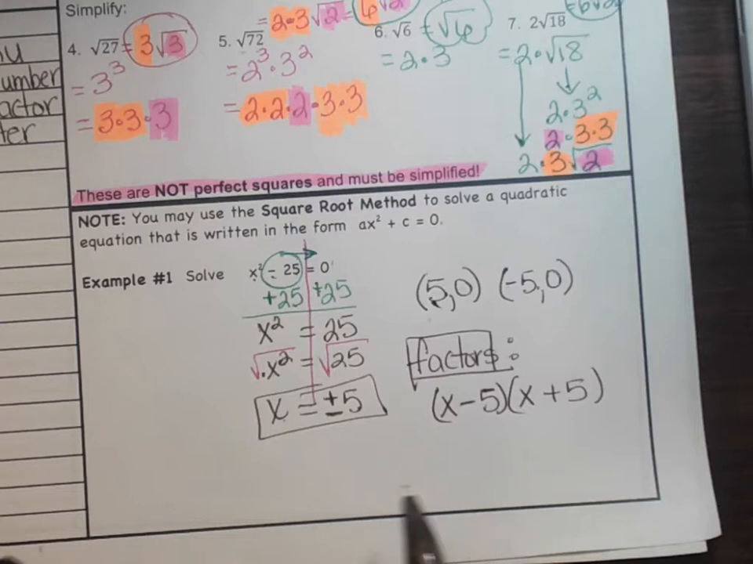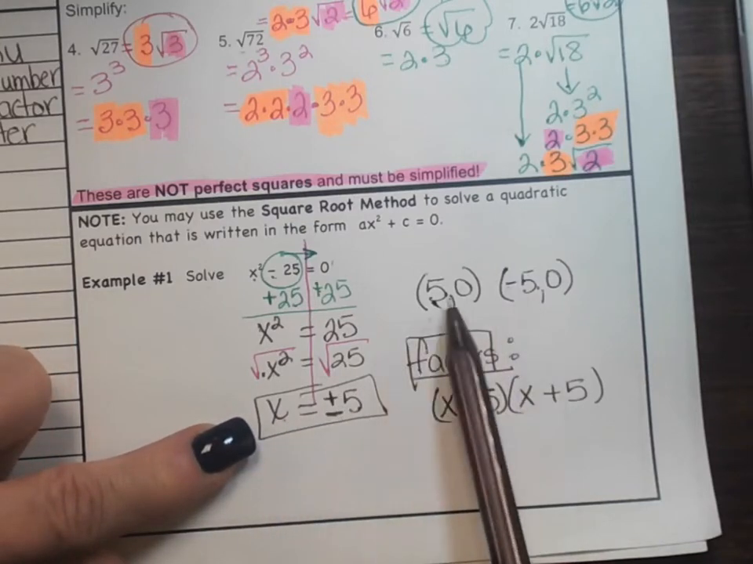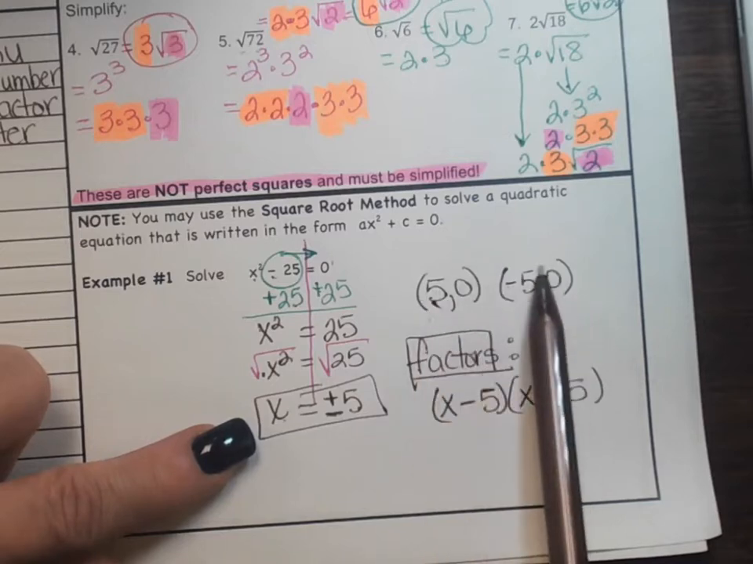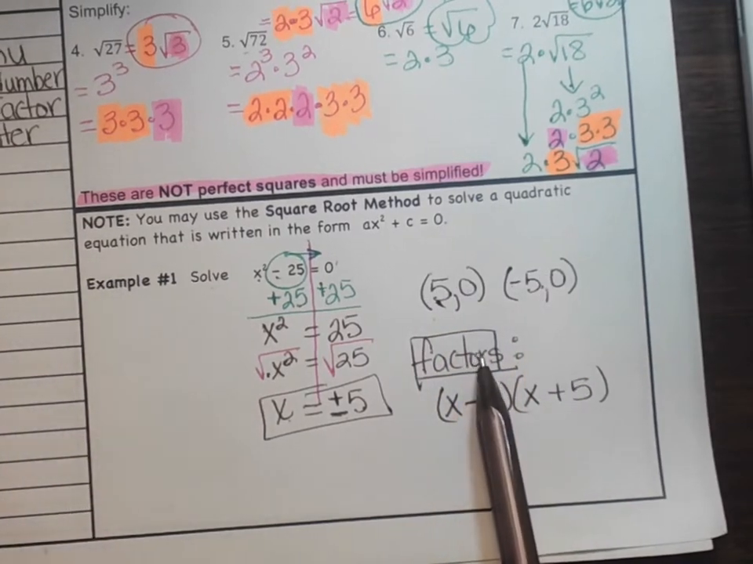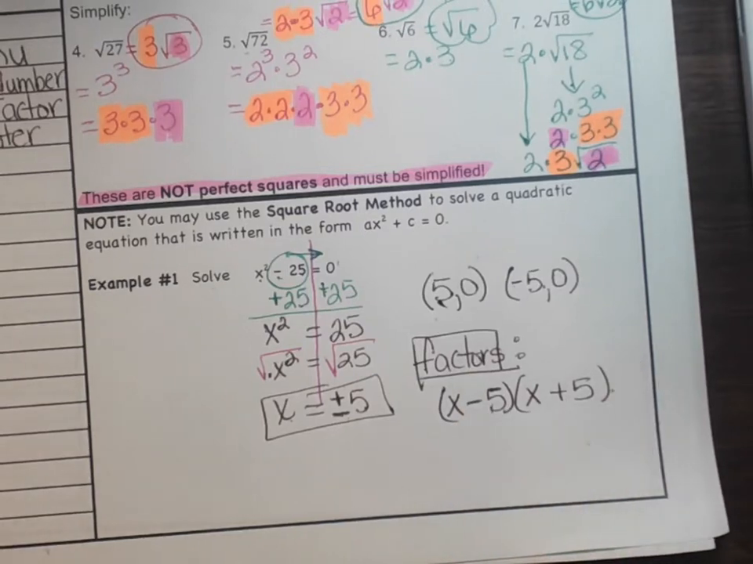So again, what we have here is the values of x, which are plus or minus 5. We have the same solution written as ordered pairs, 5, 0 and negative 5, 0. And we have it written as factors, x minus 5 times x plus 5. Okay, so let me give you a few seconds to get caught up on that.